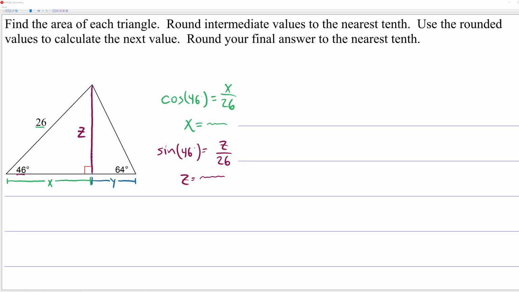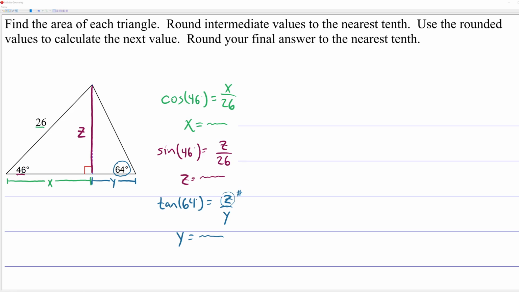And now you can solve for y. We move to the other triangle. We have a 64-degree angle. z is the opposite. y is the adjacent. So we use tangent. The tangent of 64 is z over y. Again, at this point you'll have a number for z. You won't write the letter z. So that you can solve this equation for y, and you'll have y equals some number.